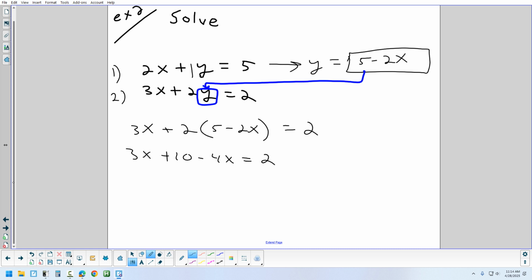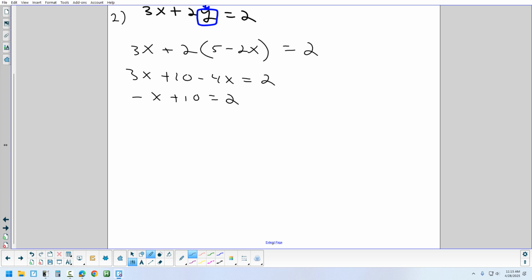All right, next step. Combine like terms. Yep, we've got some like terms on the left. What do you get when you combine them? Negative x. Okay, second to last step. Subtract your 10. And last step. Divide or multiply both sides by -1. Both sides. And x equals 8.